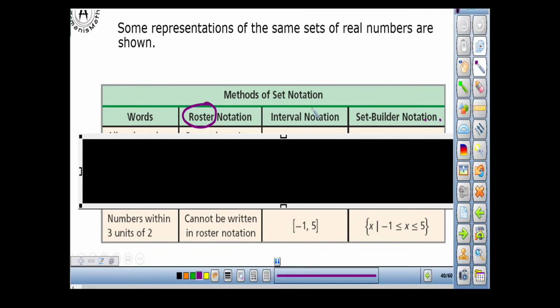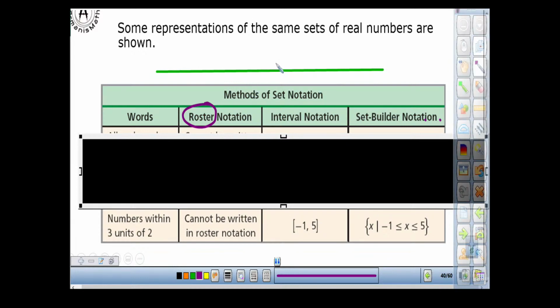So why? Because let's say I'm a big fan of drawing stuff. So I'm going to draw myself a number line. You're at 2, and you're 3 units this way: 3, 4, 5. Okay, that's 5. And 3 units the other way is 1, 0, -1. So this implies that you're including the endpoints. So this is included, this is included. That's why you have a bracket, -1 all the way to 5 bracket.